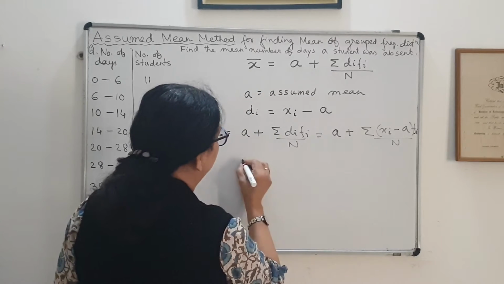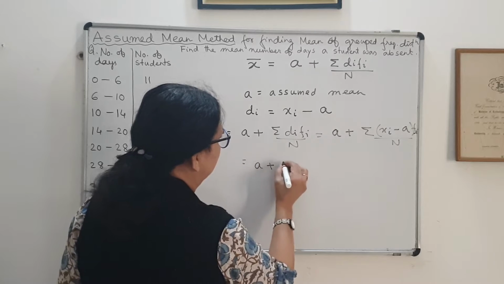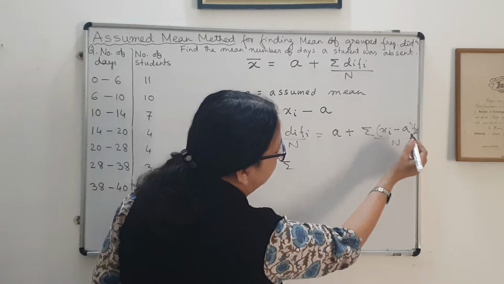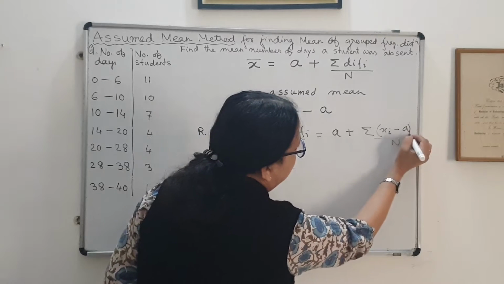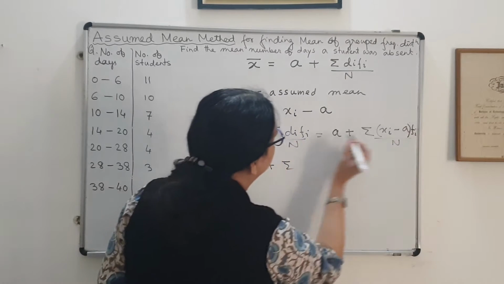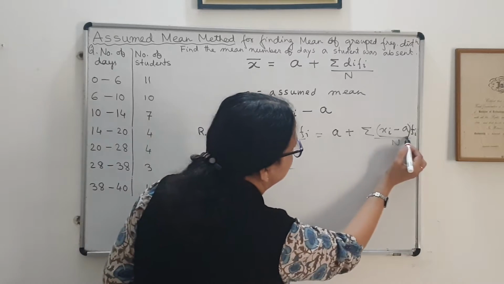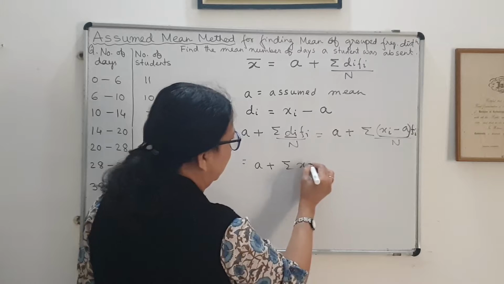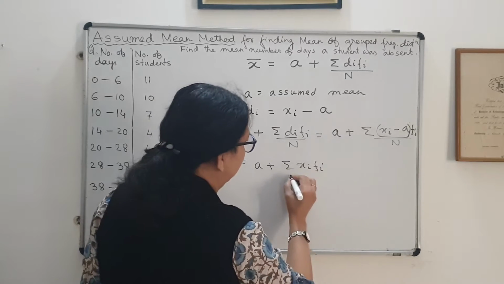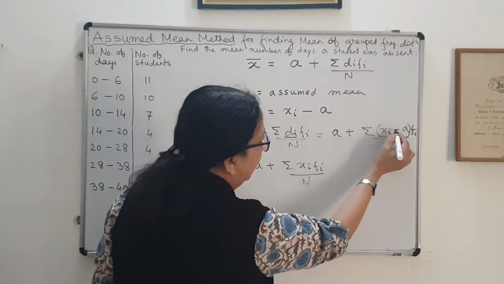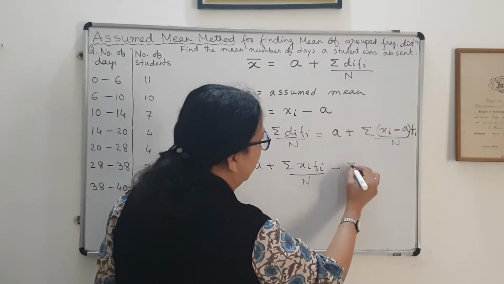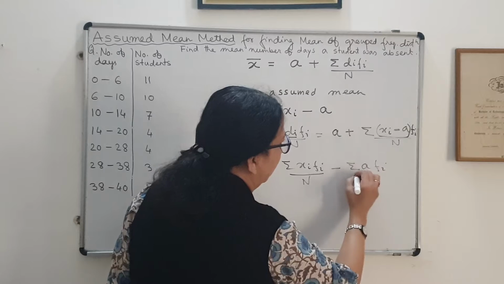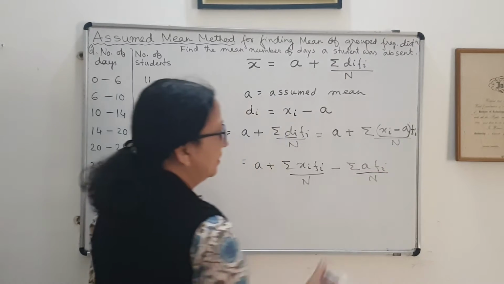So I can write A plus sigma, now I'll open it up, xi into fi, where di is xi minus A, into fi. So sigma xi into fi by n minus sigma A into fi by n.